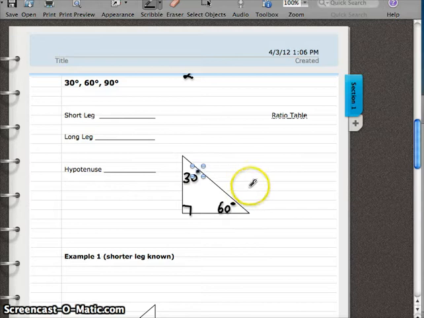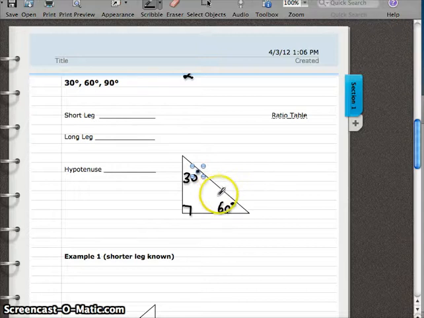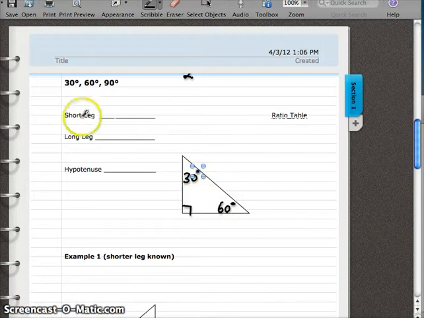So that's really the first trick. If you can do that, fill in your angles here, it will lead you to the next step, which is to label the parts of our special right triangle here. We're going to have 3 different parts, and they're listed over here. We're going to have 2 legs. One of them is going to be shorter than the other, so we're going to have a short leg and a long leg, and we're still going to have a hypotenuse.